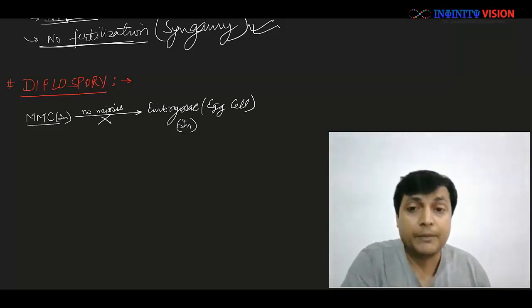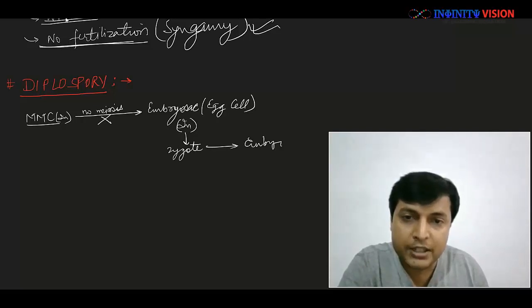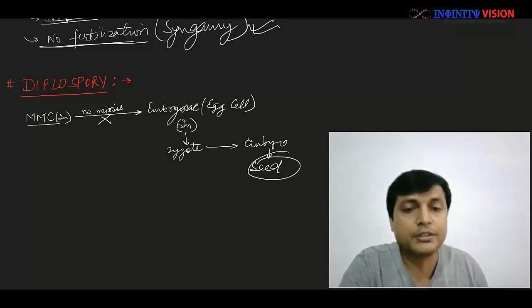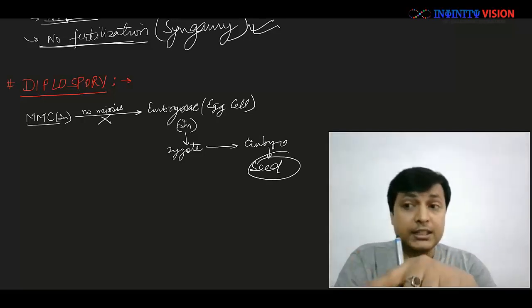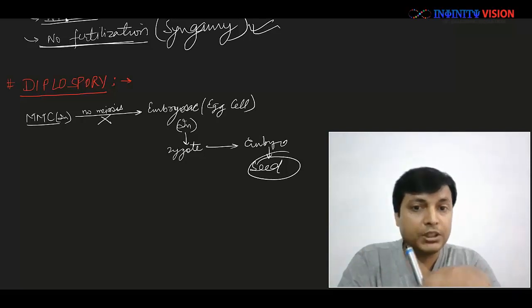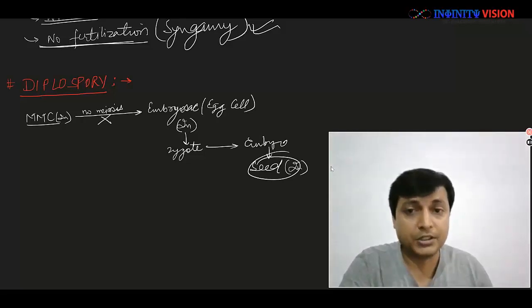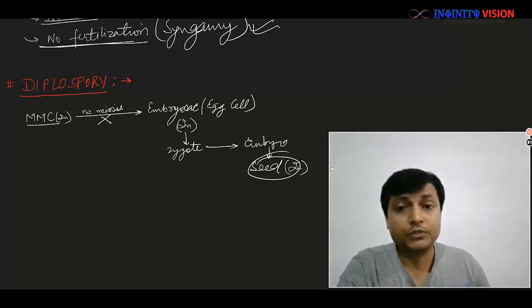2N, they are diploid, and then this egg cell starts to behave like a zygote, and then it forms the embryo, and then it develops into seed. Can you understand? So in this particular method, that is diplospory, seed is formed. So in such plants which show diplospory, seed is formed, right? And the seed is again diploid here. All the seeds are diploid, but here the egg cell is also diploid, correct?